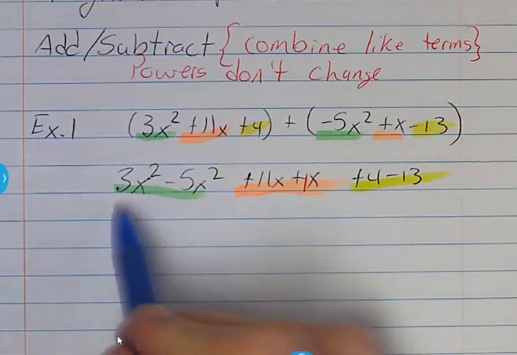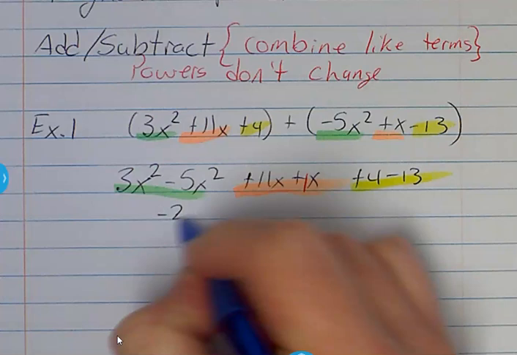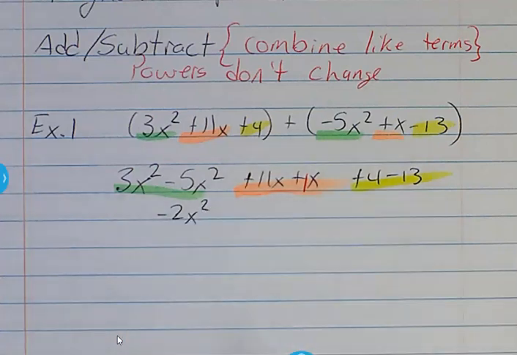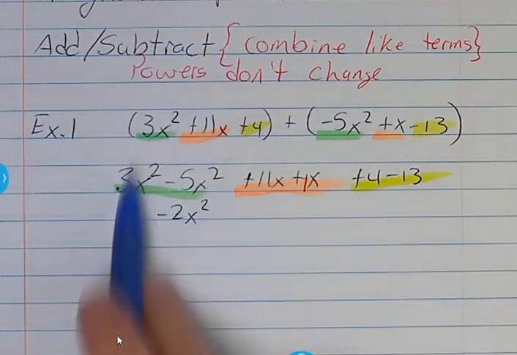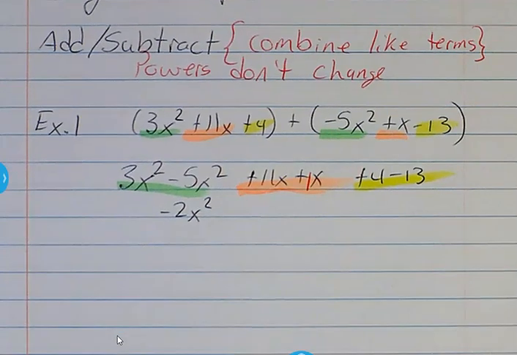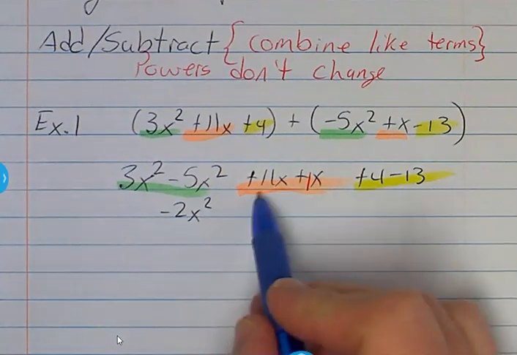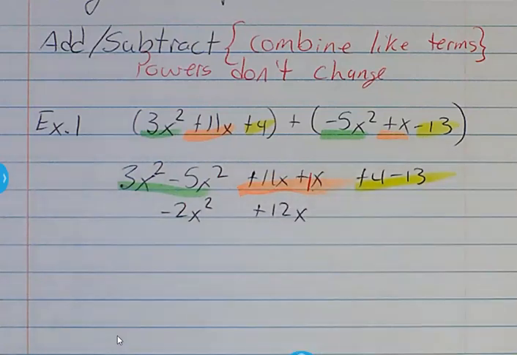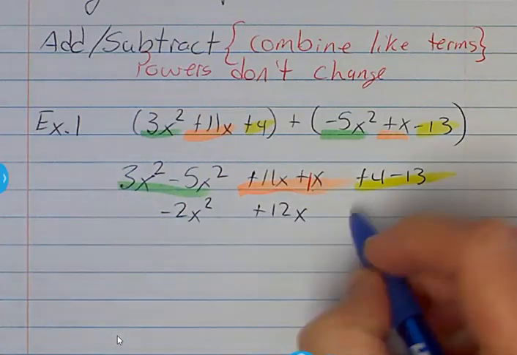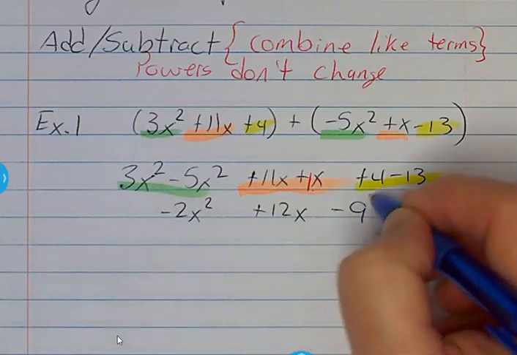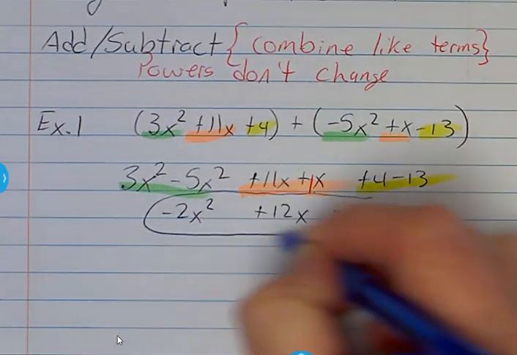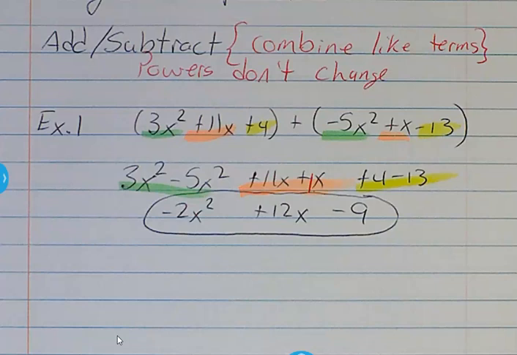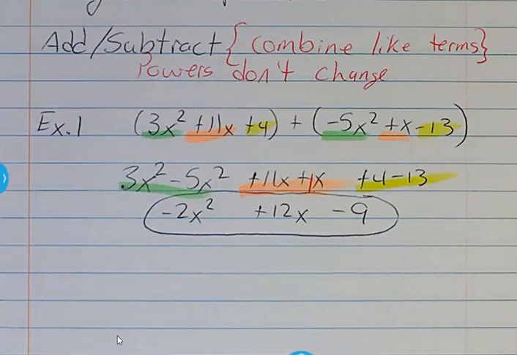So now we've got 3 minus 5, so that part would be negative 2x squared. And again, the powers don't change. It's only the numbers in front, which is the coefficients. That's the numbers that change. 11x plus 1x, that would be a plus 12x. And at the end, 4 minus 13 would be a negative 9. Okay, so that would be the answer that we're looking for.